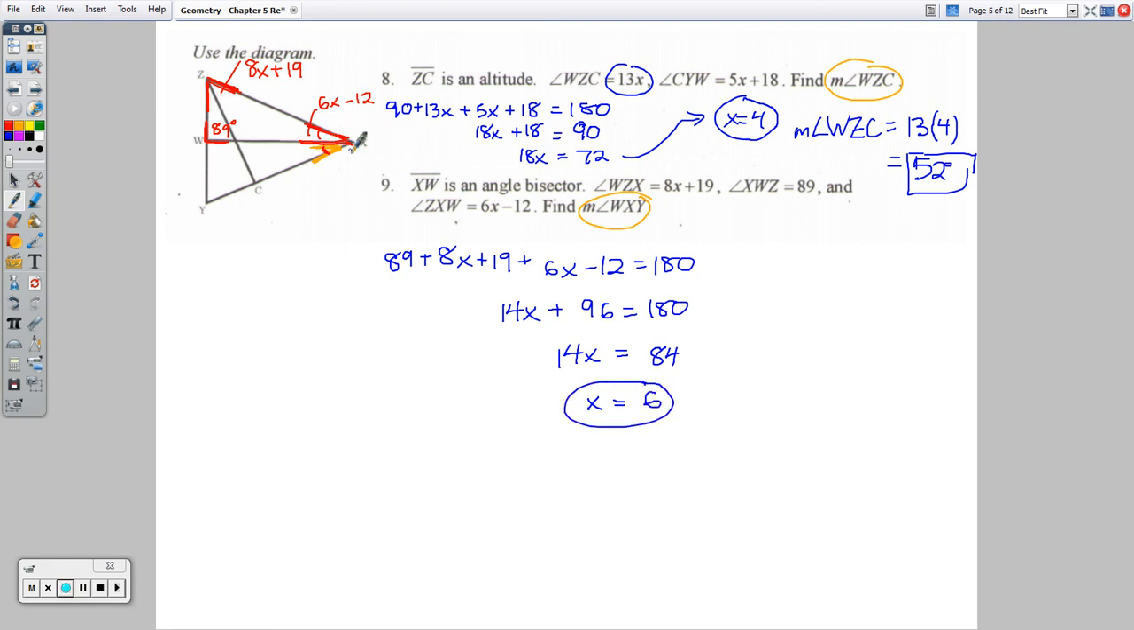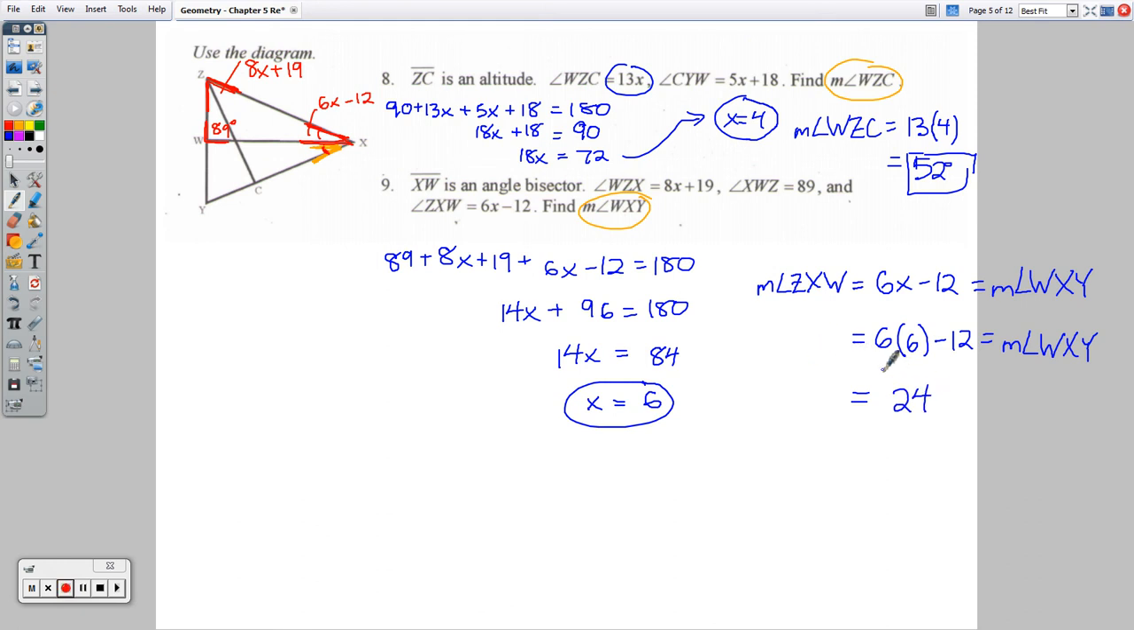So take this then and plug it in into here. If you find the measure of angle ZXW, that equals 6x minus 12, and we also know that equals WXY based on the information given to us. So if we have 6 times 6 minus 12, that's going to equal the measure of WXY, and that would be 36 minus 12, which would be 24 degrees right there. So 24 degrees, that's your final answer for the measure of angle WXY.